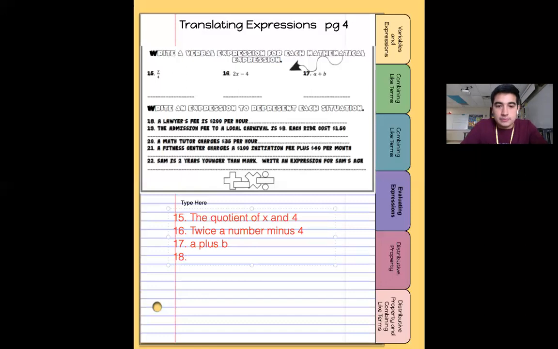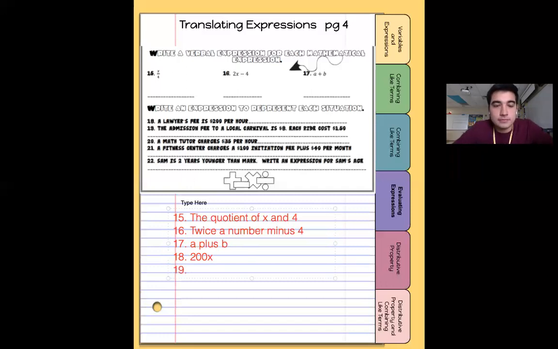So now what we need to do is write an expression to represent each situation. Now this part is a little tricky, so I'm going to help you out on these. A lawyer's fee is $200 per hour, okay? So the mathematical expression for that would be 200 per hour. When you see that per, that means we're multiplying. So per hour means 200 times x, right? And x is the number of hours. It's a little tricky, but we'll get to those more advanced ones later, right?